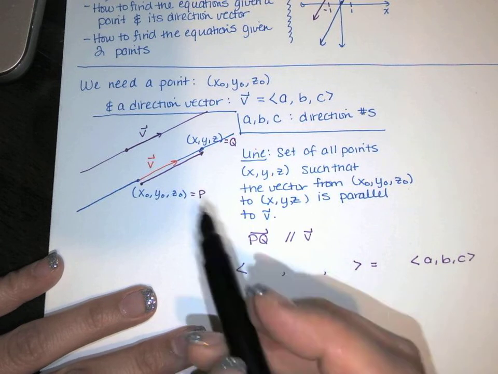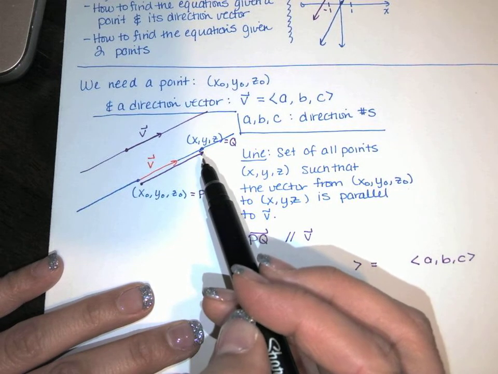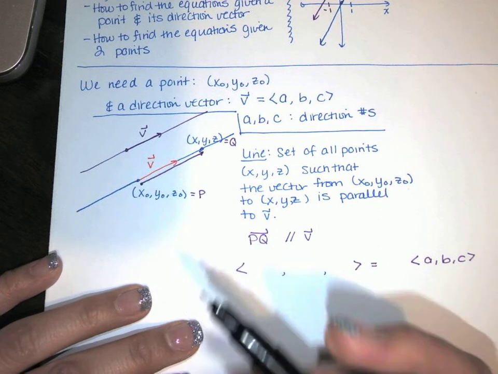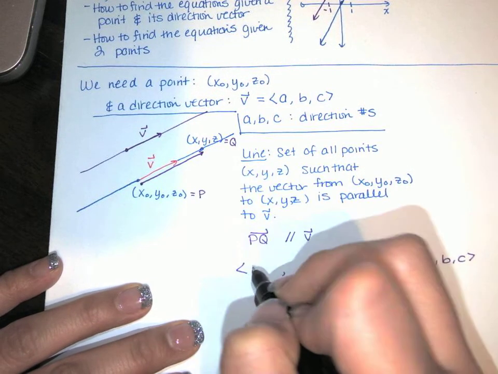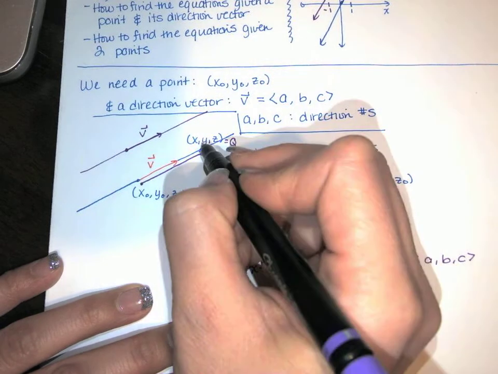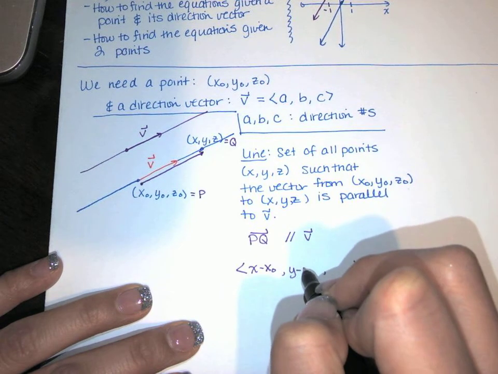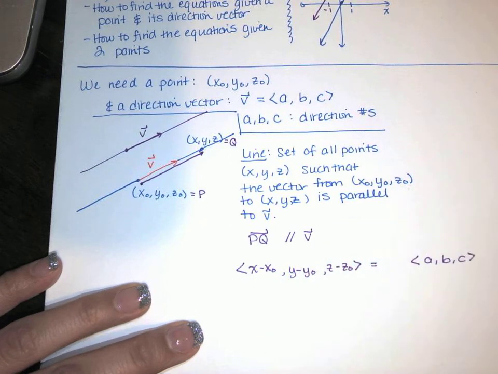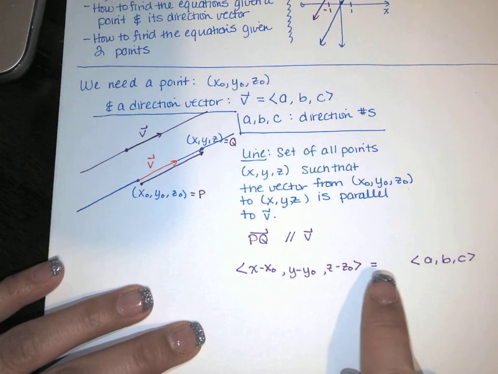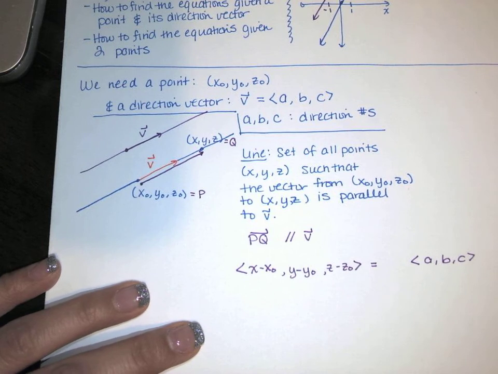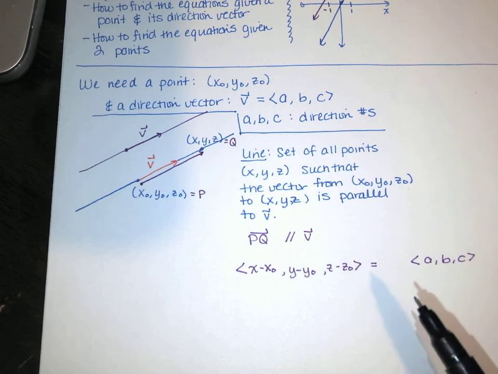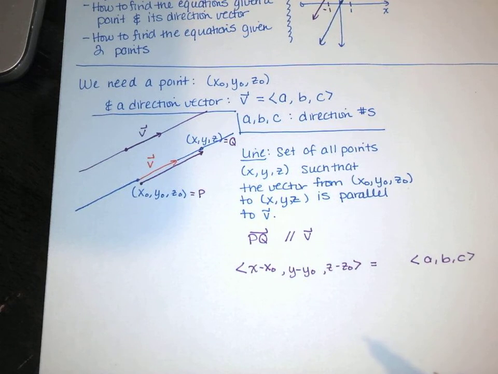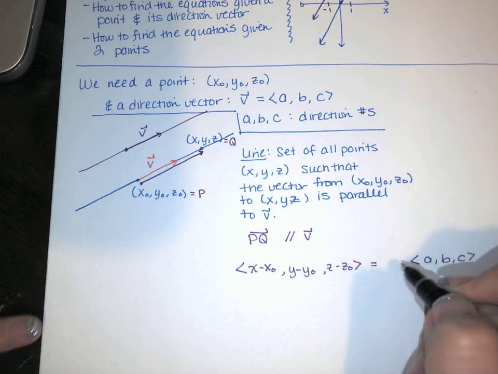Now, PQ in component form, we're just going to take the coordinates of Q, the coordinates of the terminal point, and subtract the coordinates of the initial point. So we'll have x minus x naught, y minus y naught, and z minus z naught. And that has to be equal to a constant times this vector ABC. Now, normally we use c for a constant, but we're going to use the variable t because we're going to think of it in a different way later.